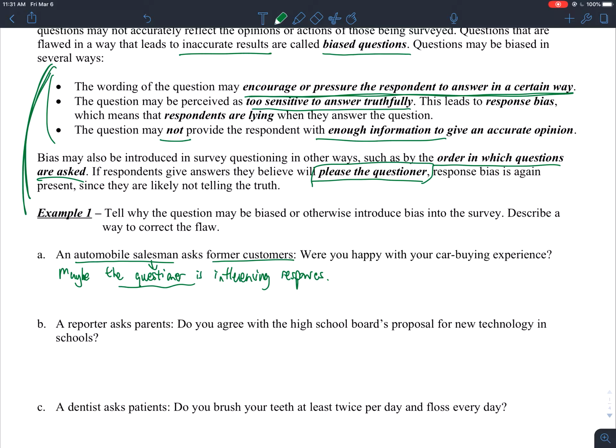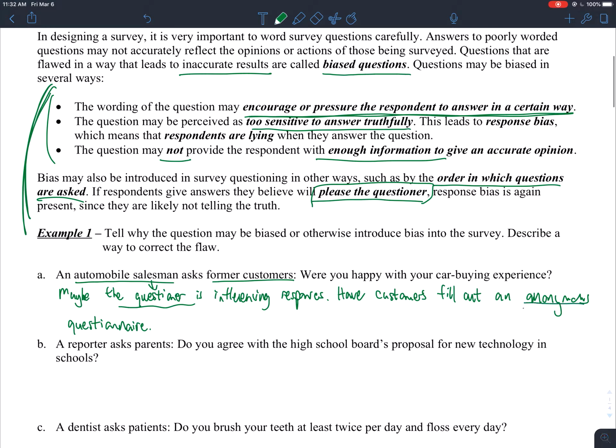So what should you do to fix this? Okay, you should have customers fill out an anonymous questionnaire or survey. Okay?